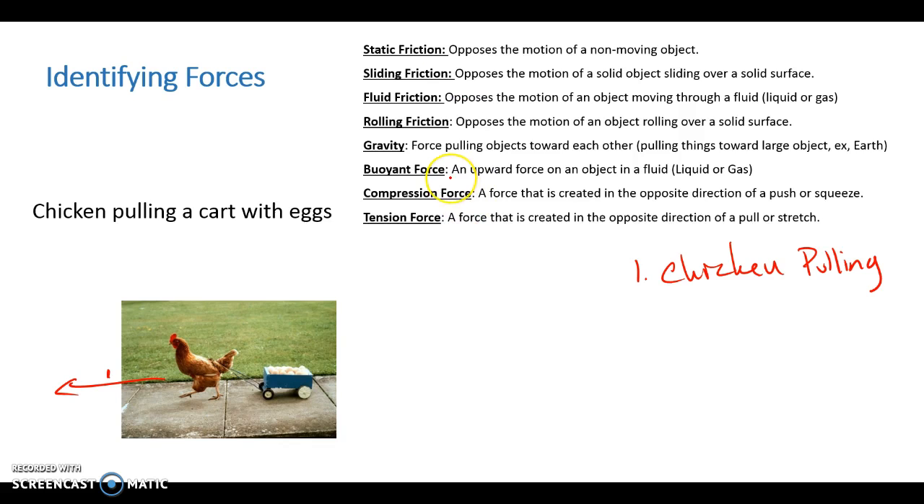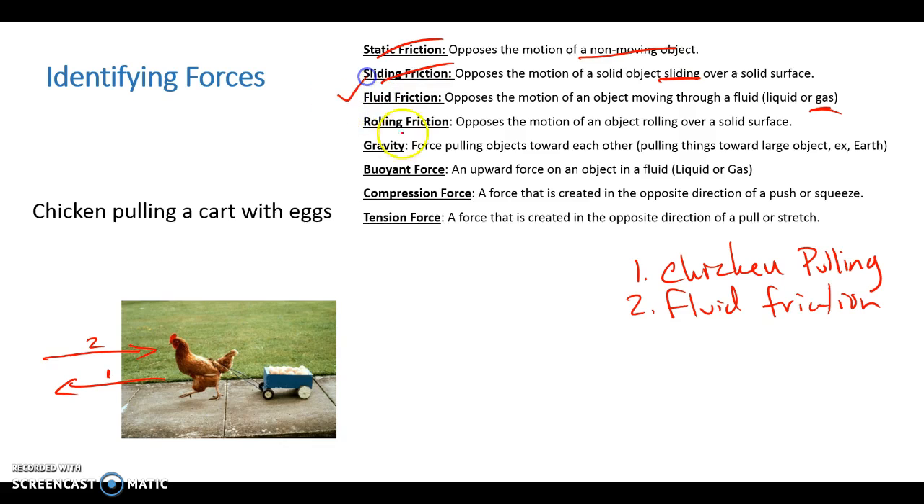So then I'm going to look at all these forces that I've learned and ask myself, is there any of them? Well, let's see, static friction opposes motion of a non-moving object. I don't think so. Sliding friction, this is sliding over a surface, not that either. Fluid friction, is the chicken in the cart moving through a fluid? I would say yes, because a gas counts as a fluid. So we would have a fluid friction going the opposite direction of motion. So number 2, fluid friction.